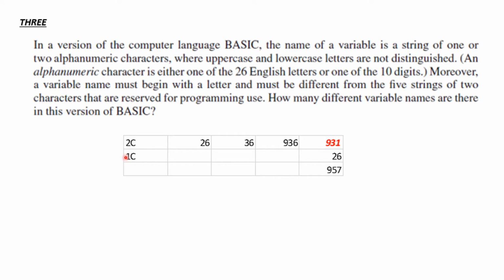Well, you can be 1 character, but you have to begin with an alpha, so there's 26 1-character variables. If you're 2 characters, you have to begin with an alphabet, so that is 26. But your second could be the alphabet, which is 26, or any of the 10 digits, so that's 36. So this is 26 times 36, which is 936, and then I have to subtract off the 5 reserved words. So I subtract that off, I get 931. I add that to the 26, and so the total number of variable names is 957 in this version of BASIC.